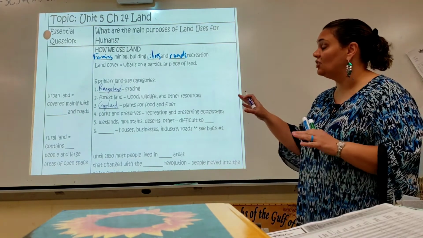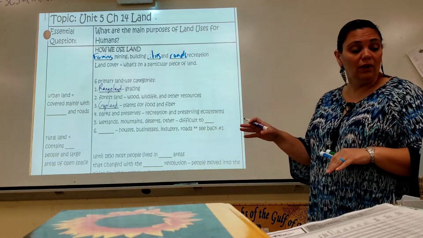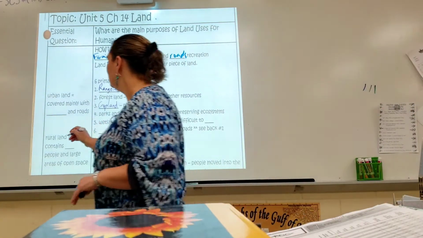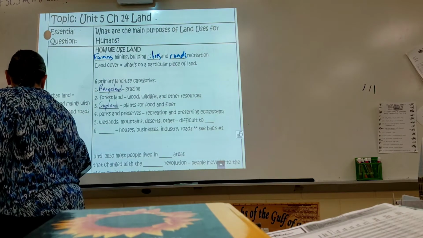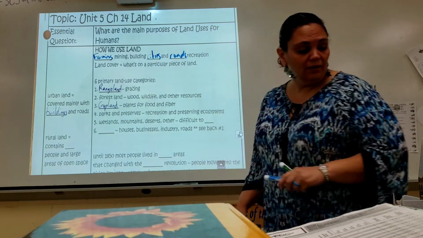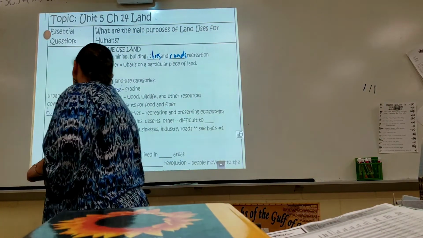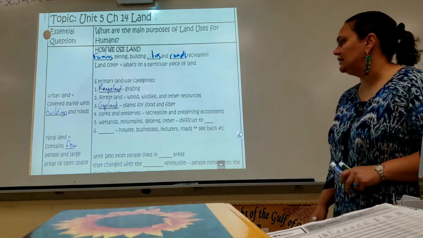Urban land, right? So one distinction I want to make sure you're clear with is urban land versus rural. Urban land is covered mainly with what? Buildings and roads. Rural land, that's going to contain few people and very, very large open areas, open space, okay?